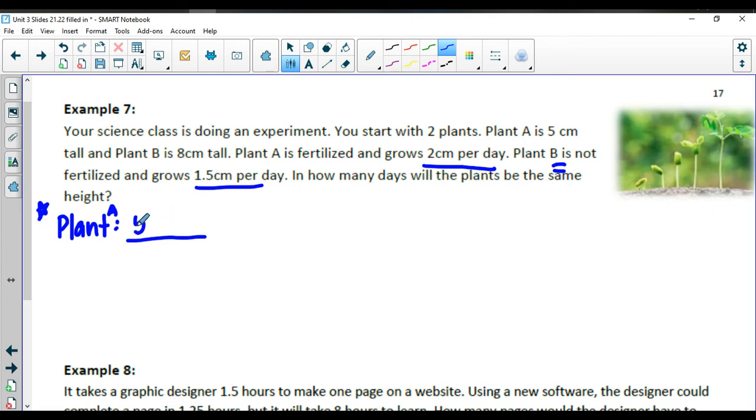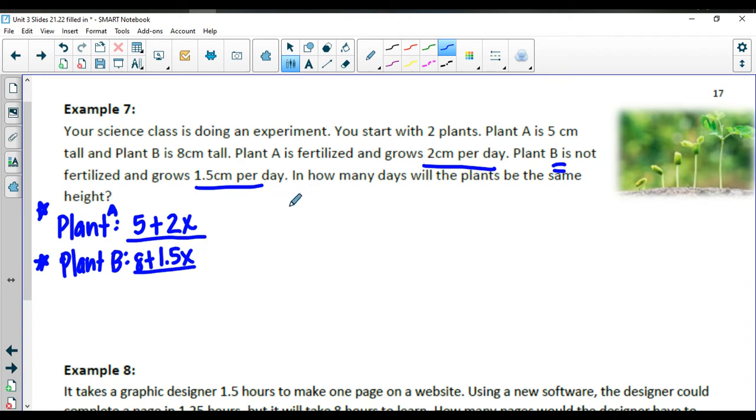So plant A starts at 5 centimeters and grows 2 centimeters per day. So we would have something like 5 plus 2x. Plant B starts off at 8 centimeters tall, is not fertilized, but also grows 1.5 centimeters per day. What is the expression for plant B? Starting at 8, still grows 1.5 per day.